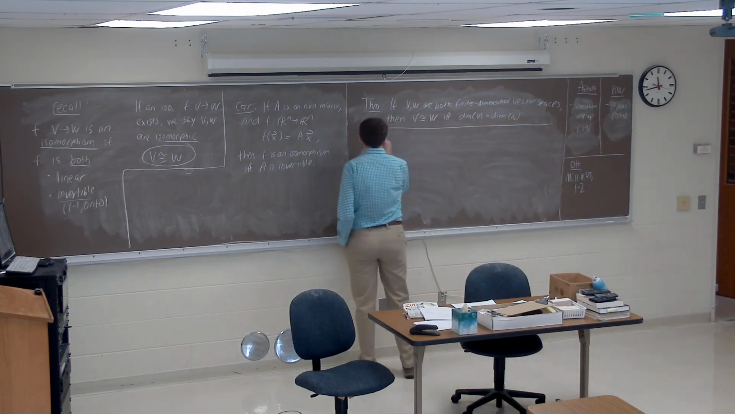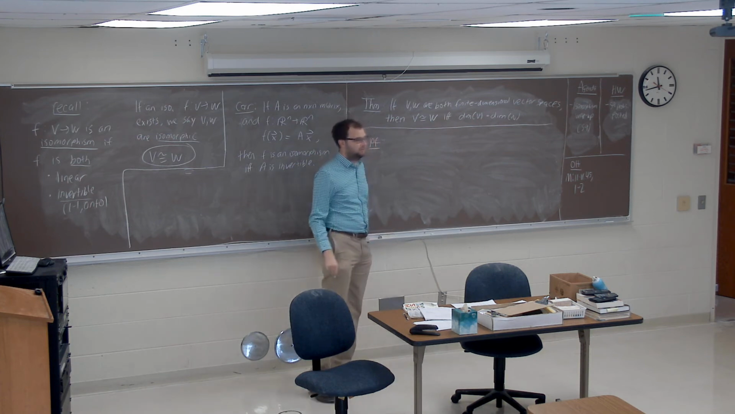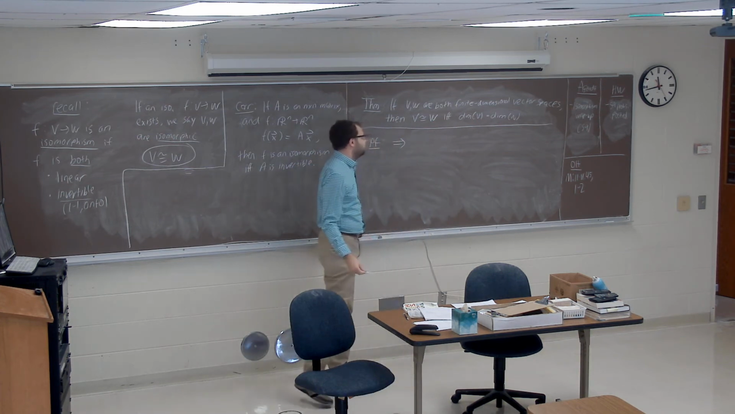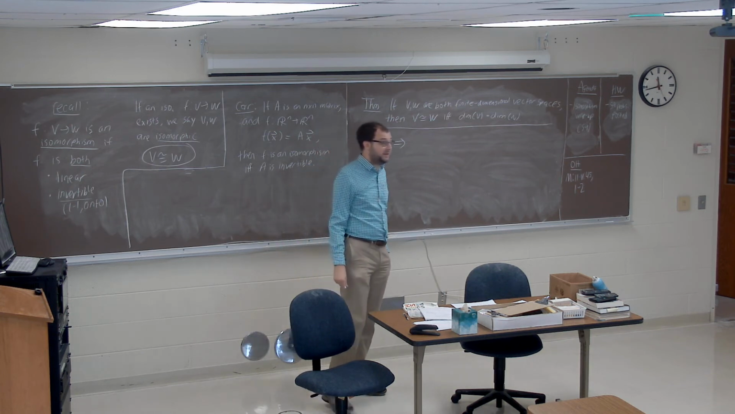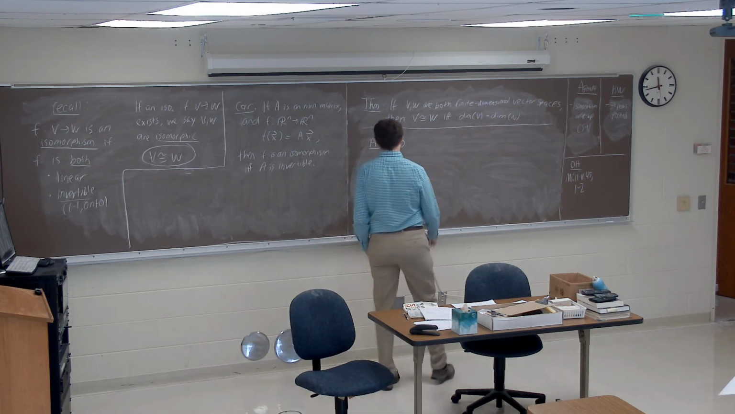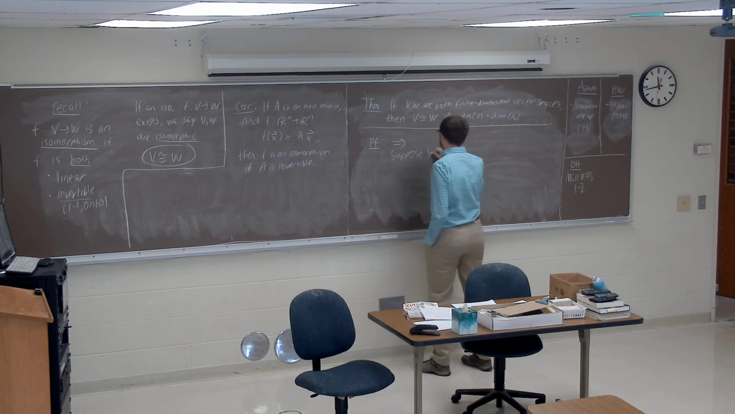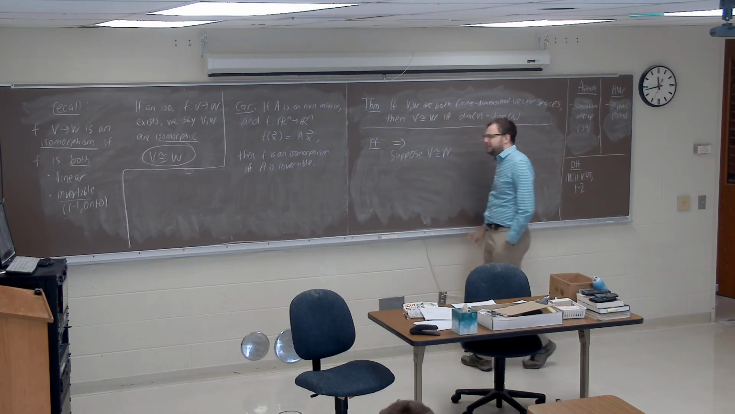So let's prove this. This is a fun one. I like this proof. Let's prove the forward direction first, that if V is isomorphic to W, then the dimension of V is equal to the dimension of W. So let's suppose V is isomorphic to W.